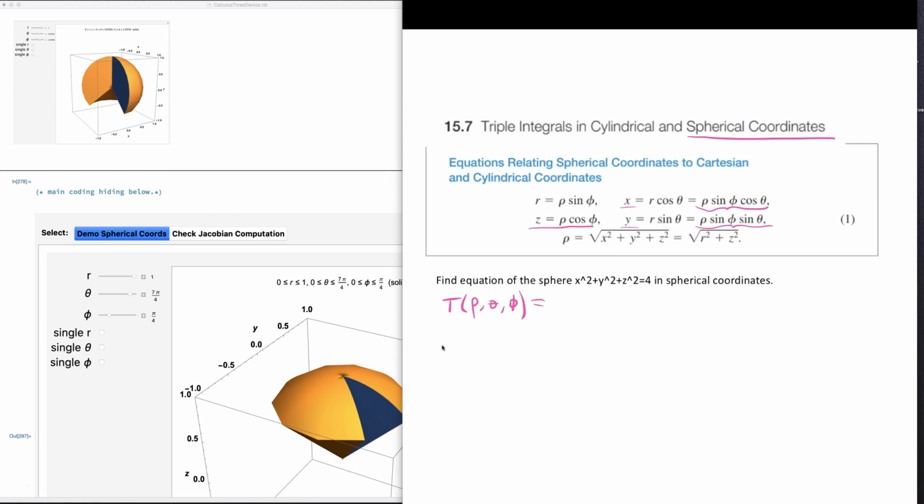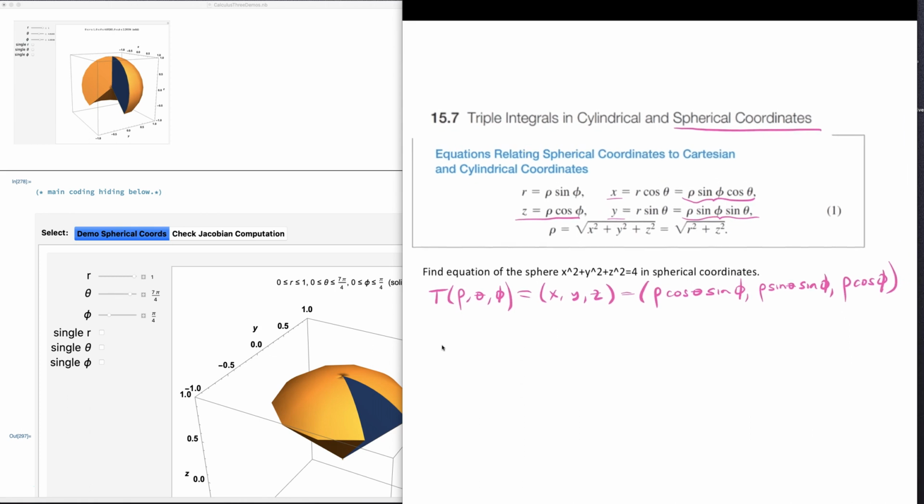These three variables are the spherical coordinates, and we're seeing that x is given by rho cosine theta sine phi, y is equal to rho sine theta sine phi, and z is equal to rho cosine phi. There are many different ways of writing spherical coordinates depending on your preferences. This is the preference that we will use in math class.